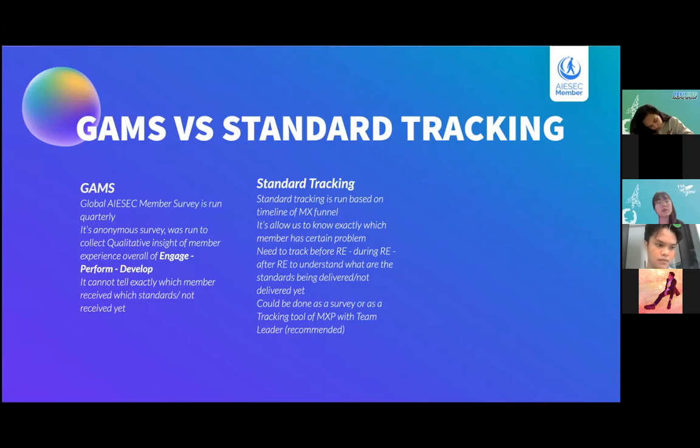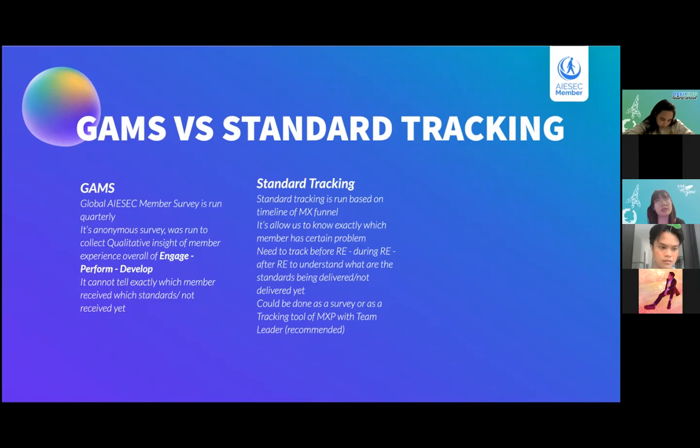However, if you used to do Jane before, you're going to know that there is a way of tracking that we usually didn't track before, which is tracking the standard. Of course, before we were also tracking the fulfillment of the team standard, right? However, right now the standard tracking runs based on the timeline of the member experience funnel.